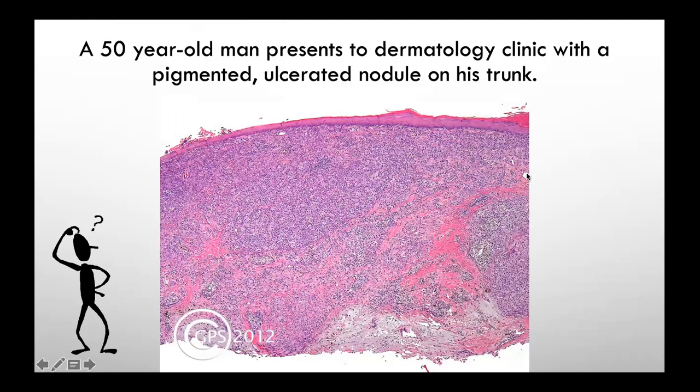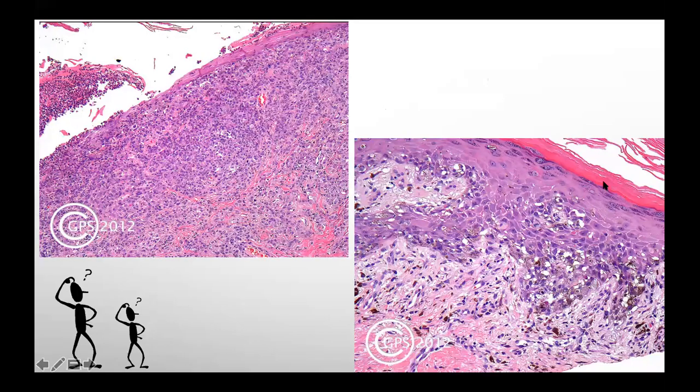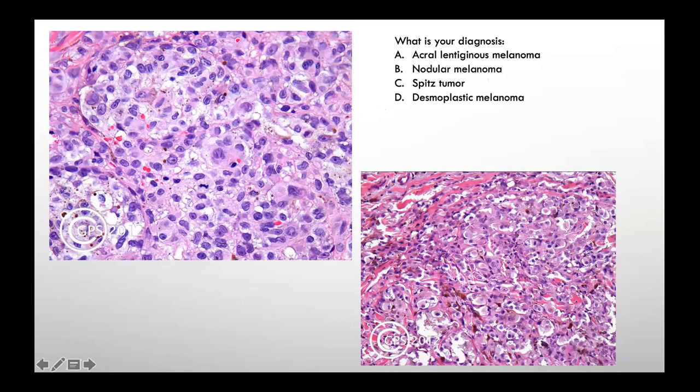So the first case is a 50-year-old man who presents to the dermatology clinic with a pigmented ulcerated nodule on his trunk. I'll show you the slides first, and I'll move through the slides. If you do know the answer, if you have a differential diagnosis in your mind, you can just type it in the chat box. So this is the lesion under the low power. And it's a bit higher power. Just focus on the details of the slide. I'll give you less than a minute to think about it. So what is your diagnosis? I made it a little bit easier with multiple choices: acral lentiginous melanoma, nodular melanoma, Spitz tumor, or desmoplastic melanoma.